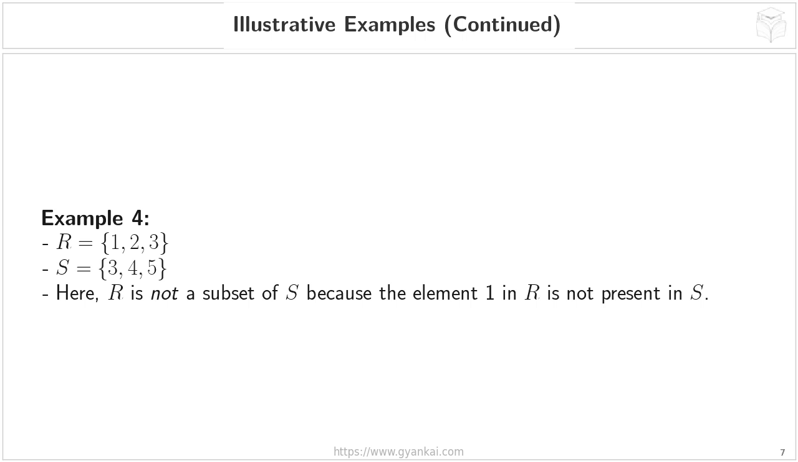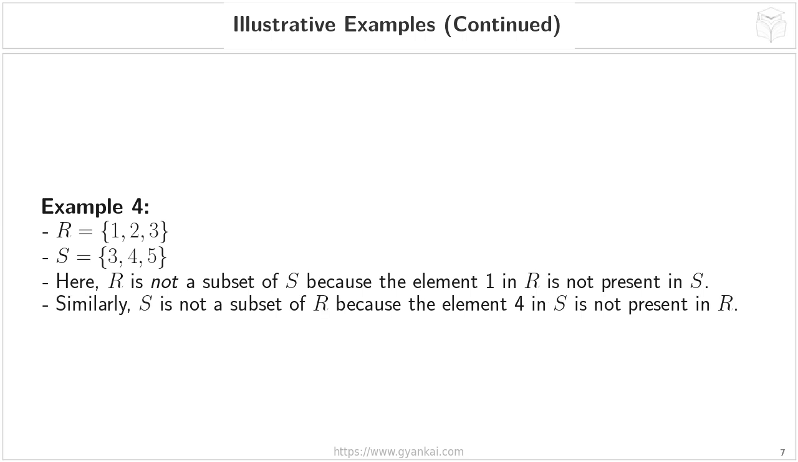Looking at R and S, is R a subset of S? Well, let's check. R contains 1, 2, and 3. Is 1 in S? No, it's not. Therefore, R is not a subset of S. It only takes one element missing to disqualify a set from being a subset. Now let's check the other way around. Is S a subset of R? S contains 3, 4, and 5. Is 4 in R? No, it isn't.